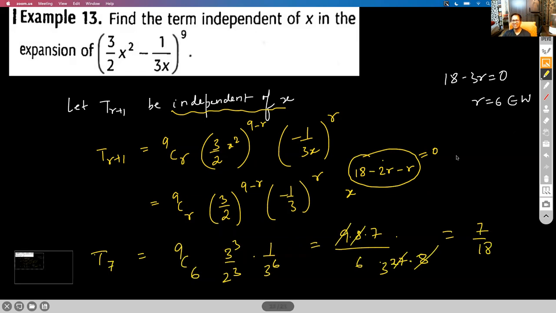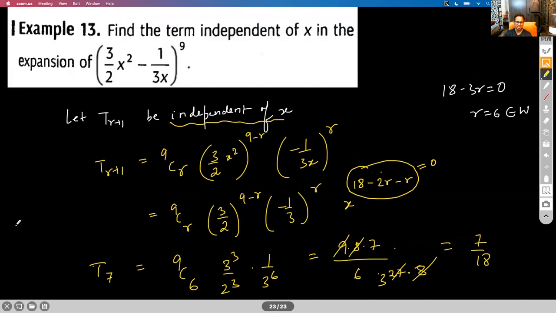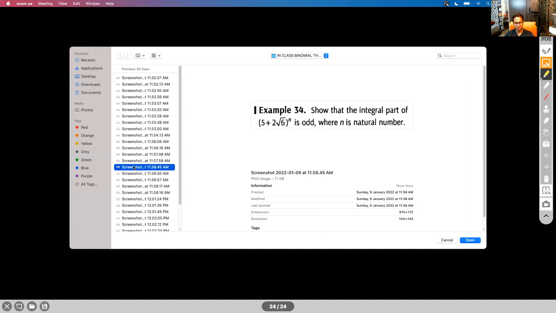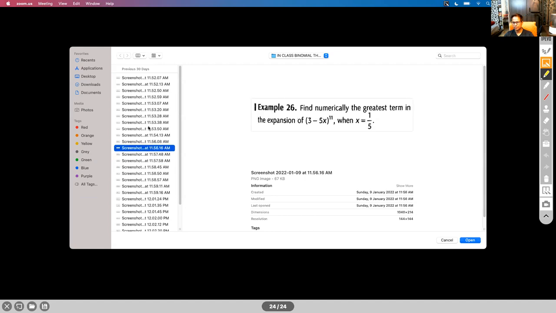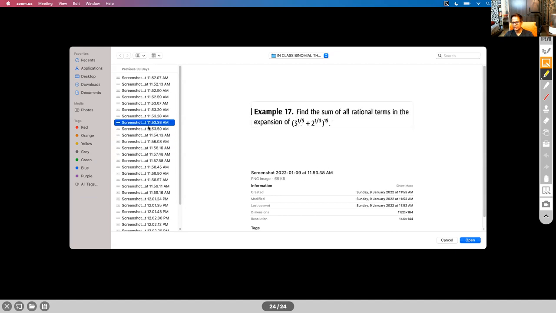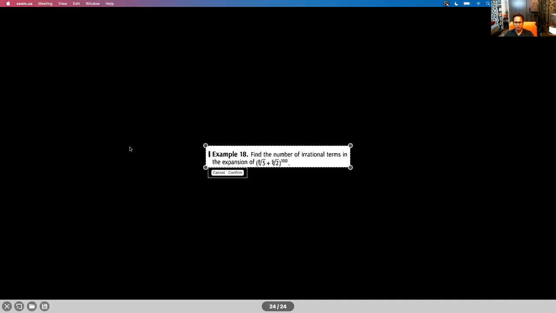Okay. All right. So with this, we'll now move on to another type of question. In fact, a very interesting one. Before that, if you want to ask me something or copy something down from here, please do so. Okay, so let's move on to this question. Find the number of irrational terms in this expansion.